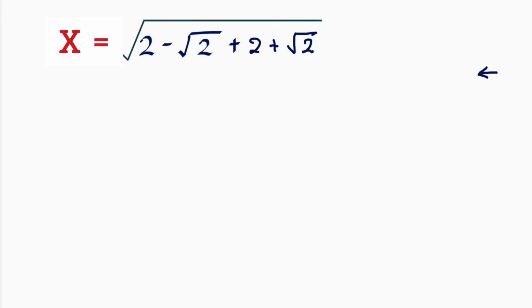As you can see, it gets so simple. Minus square root 2 and plus square root 2 get cancelled. And finally, you're left with square root of 2 plus 2, which is 4. And the final answer is 2.